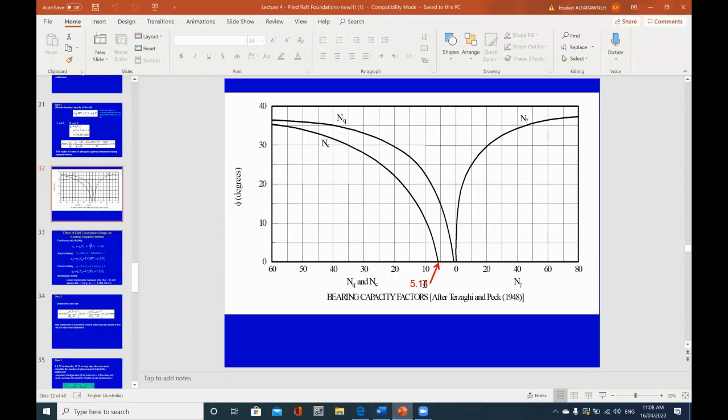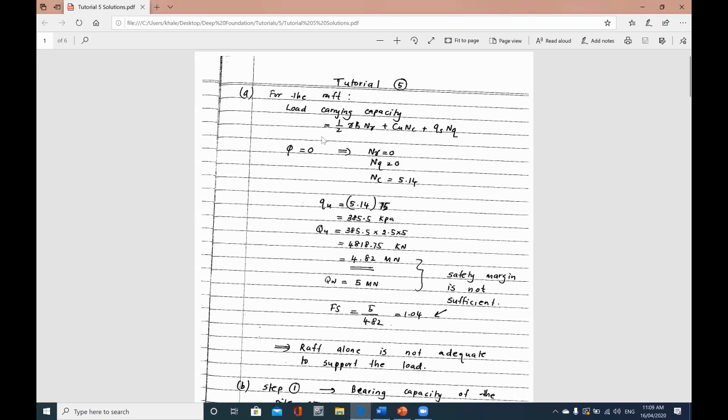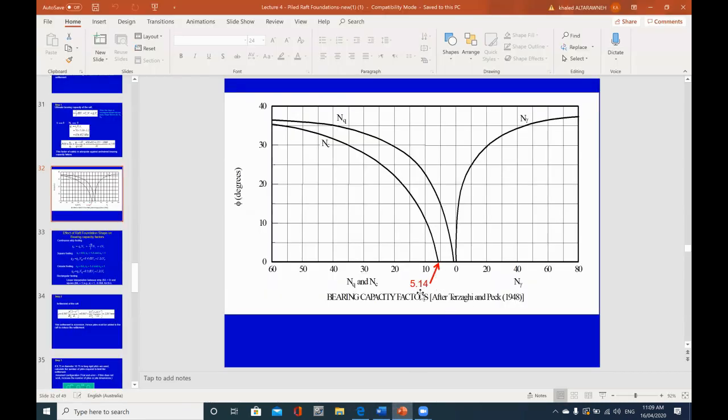And then if we go to this chart here, we can look up the friction angle equals 0 and find the values of NC, NQ and N gamma. As we can see, NQ and N gamma are both 0. For phi prime equals 0, NQ and N gamma would equal 0, so that would cancel this term and this term. So what we're going to end up with is Q ultimate equal only to the undrained shear strength Cu multiplied by the bearing capacity factor NC, and the NC for phi prime equals 0 is 5.14.